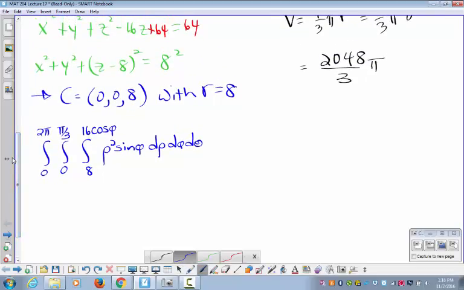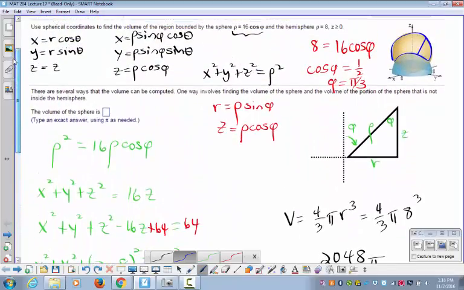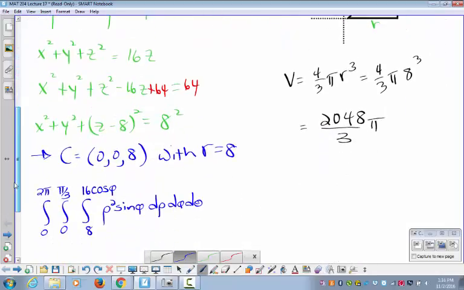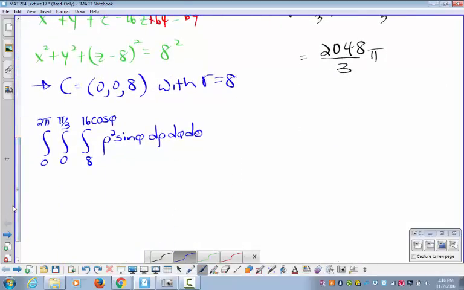So that is going to catch all of that volume in there. So pi over 3 from the z-axis down, and then outside of rho equals 8, and inside rho equals 16 cosine phi. That makes sense? Okay, so there are no thetas, nor will there be a theta, so we're going to just collapse that integral. The inner one, the phi guy, stays. And then integrating with respect to rho, we get rho cubed over 3.